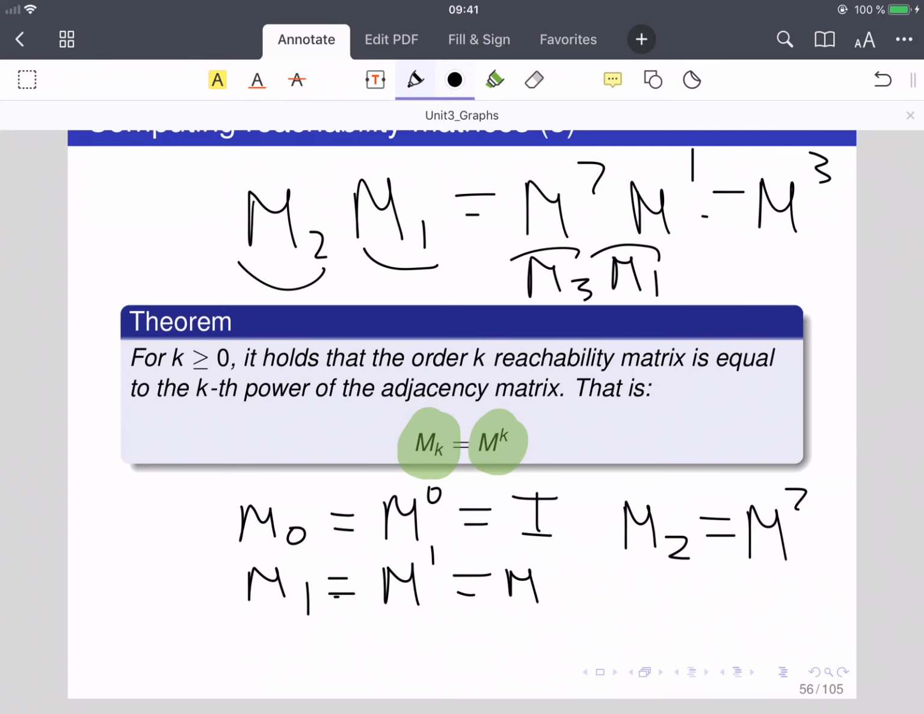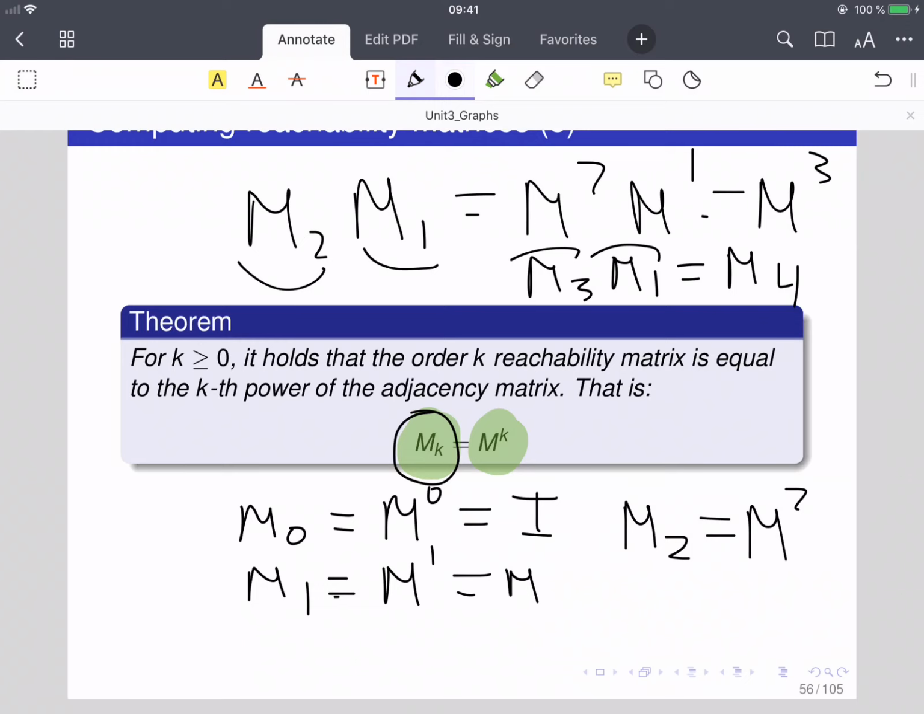Okay, that's why we can obtain this with this multiplication m4. Okay, so it turns out that we can obtain all these matrices of the k-reachability relationships just from the adjacency matrix with this computation, with this multiplication.